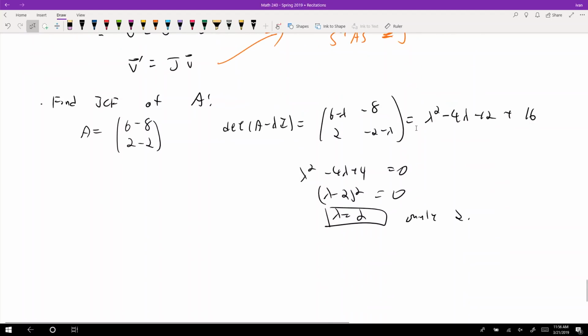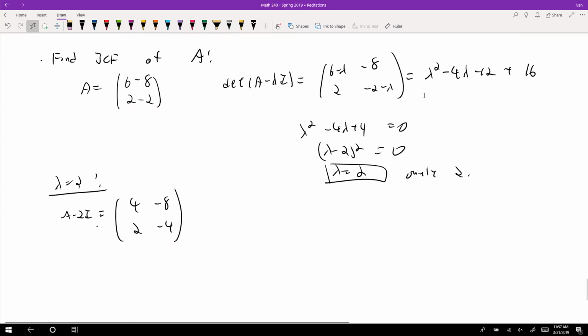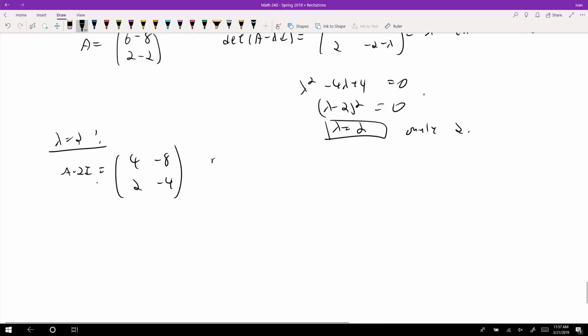All right, so now A minus 2I, for lambda equals 2, is 4, negative 8, 2, negative 4. Now what? Well, this has rank 1 and nullity 1. So remember what we do now. Well, this is defective, because this is multiplicity 2, and the nullity is less than 2, so it's defective. Remember what we do when we find defective matrices.